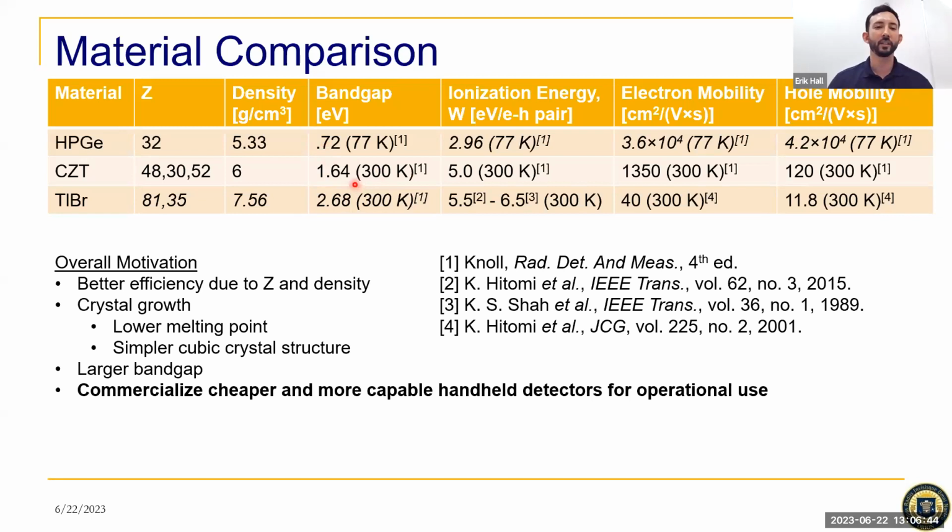Thallium bromide is one step better than that, increasing the band gap from 1.6 to 2.7. So whereas CZT struggles at temperatures above 40 degrees Celsius, thallium bromide theoretically should work fine at those temperatures. But we're still researching that.